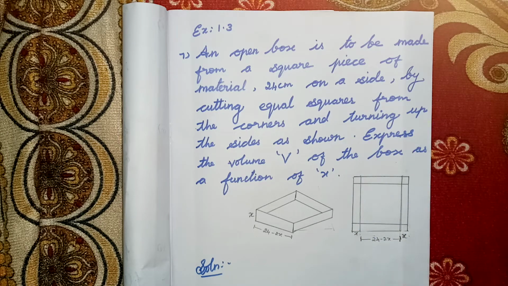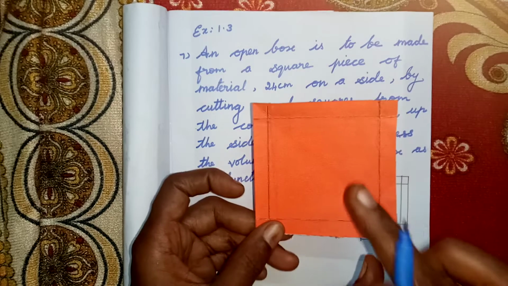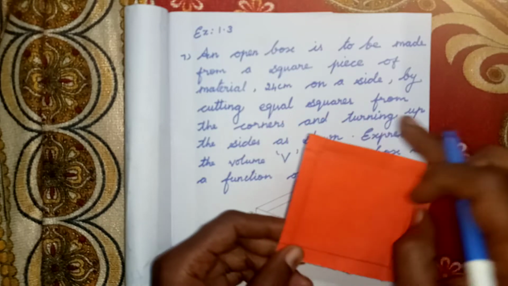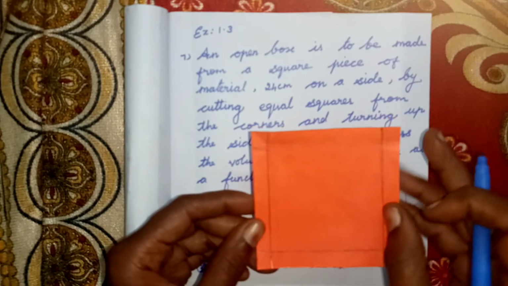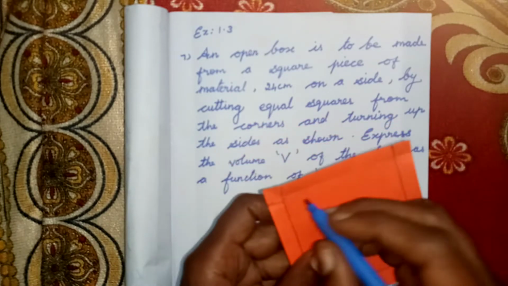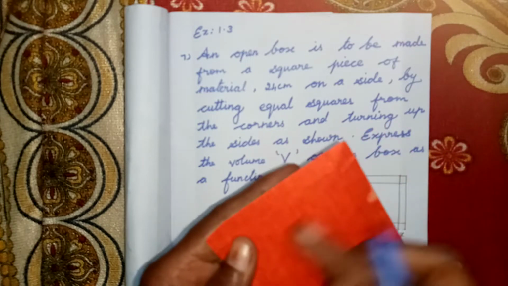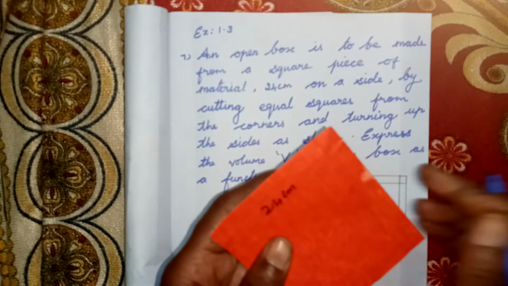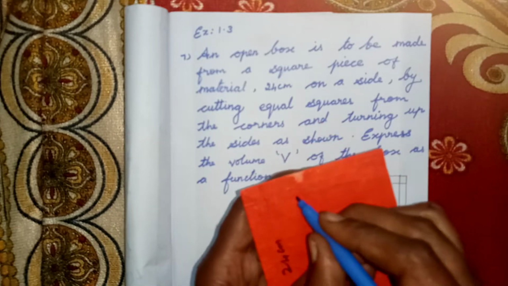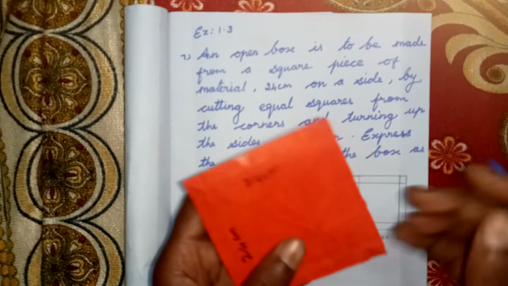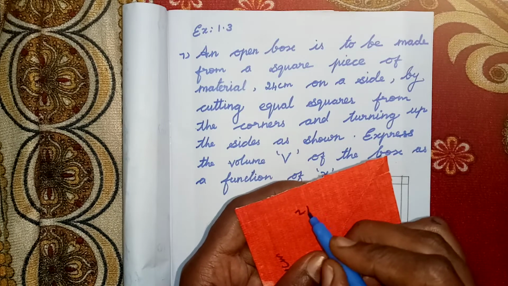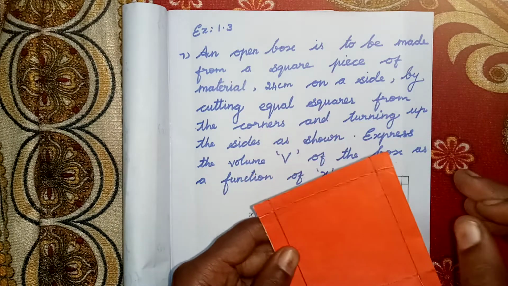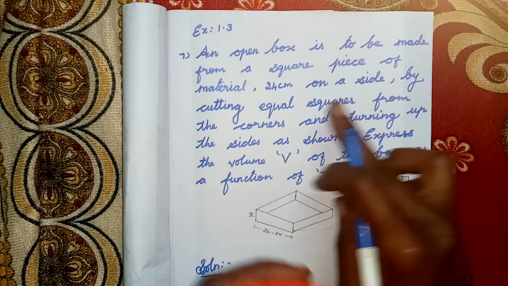Okay, students, listen here. One square piece. Each side is 24 centimeter. Every side is also 24 centimeter. So 24 centimeter. Next, what are they doing?